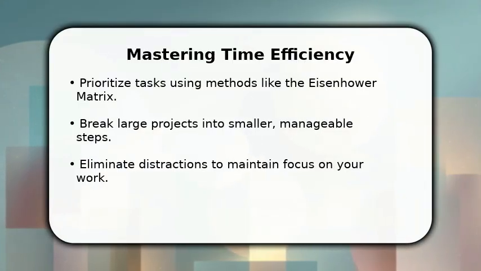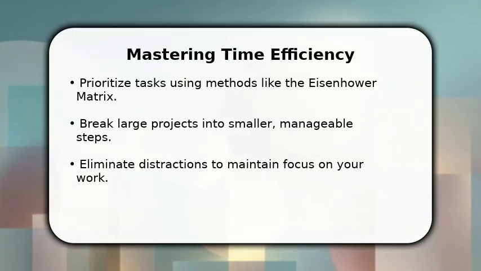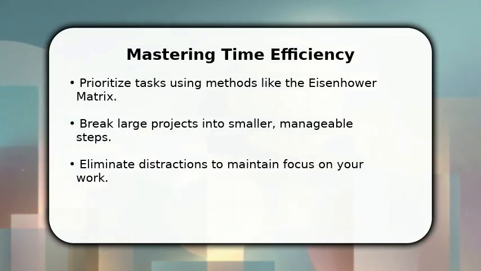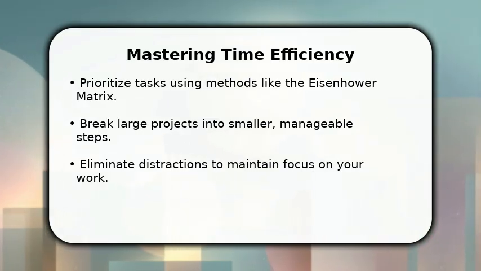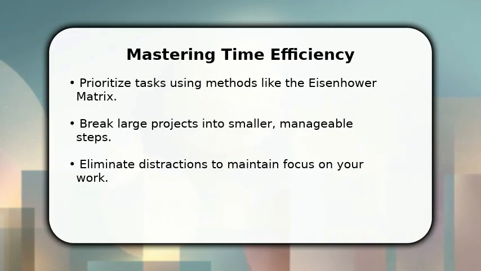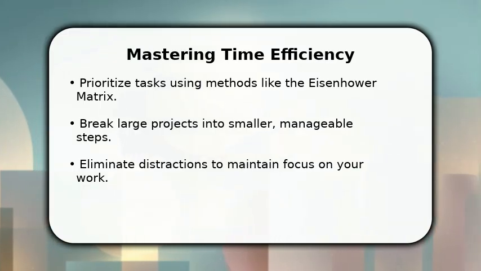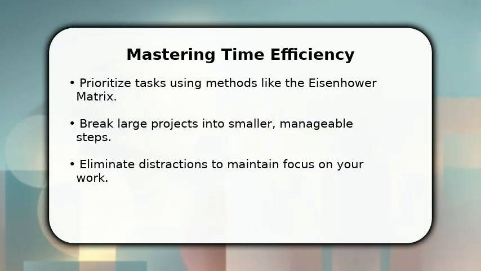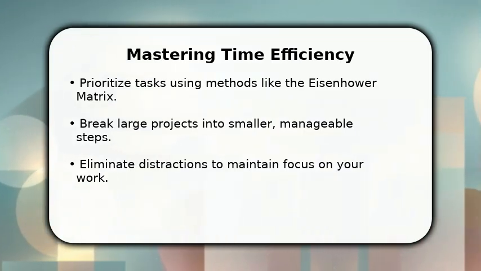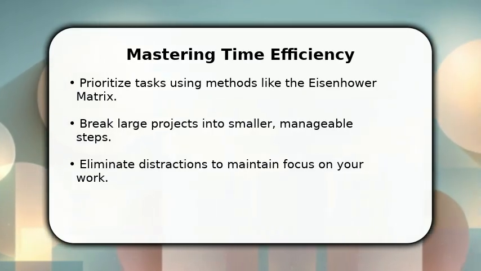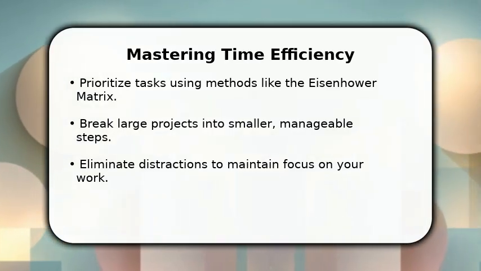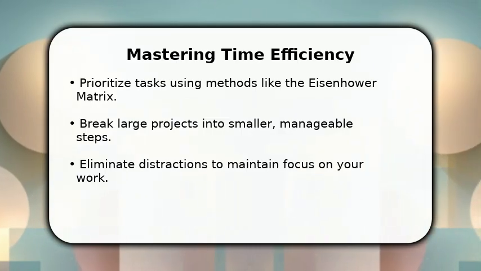In this video, I will explain how to use time efficiently. To begin, always identify your most important tasks first. Consider using a system like the Eisenhower matrix to categorize tasks by urgency and importance, helping you decide what to tackle immediately. Breaking down large projects into smaller, more manageable steps also makes them less daunting and easier to start. Finally, actively work to eliminate common distractions.